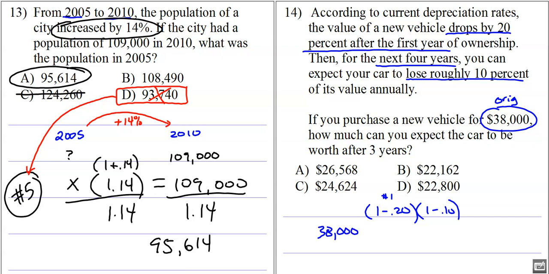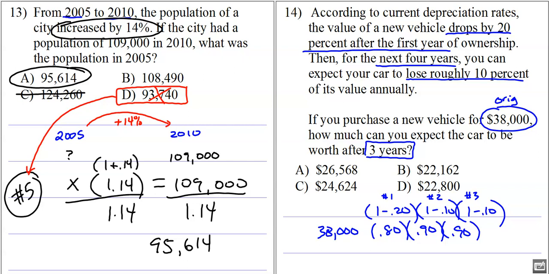$38,000 car. How much can you expect it to be worth after 3 years? So this is year number 1, this is year number 2, this is year number 3. We didn't need to go any further than that. Although we know it kept dropping 10%, but we don't need that. So I just like to put these numbers in here. Why I like to put these numbers in here is sometimes the SAT doesn't give you the answer. They write it in this format. And if you don't calculate that, you'll never see why they write it that way. Times 0.8 times 0.9 times 0.9. 24,624. Correct answer, C.